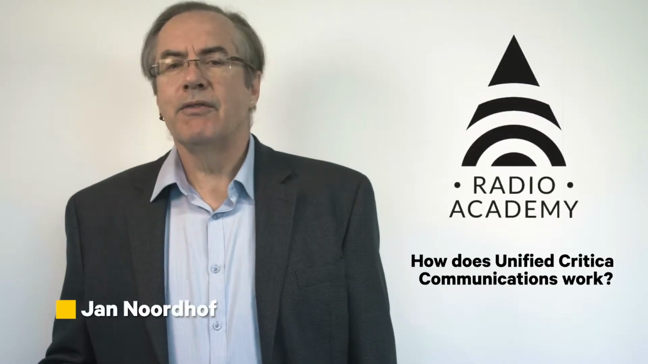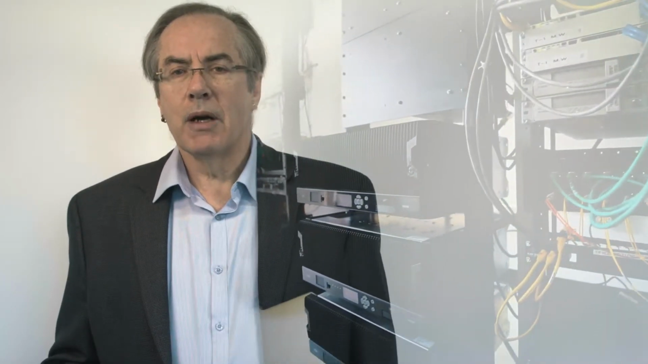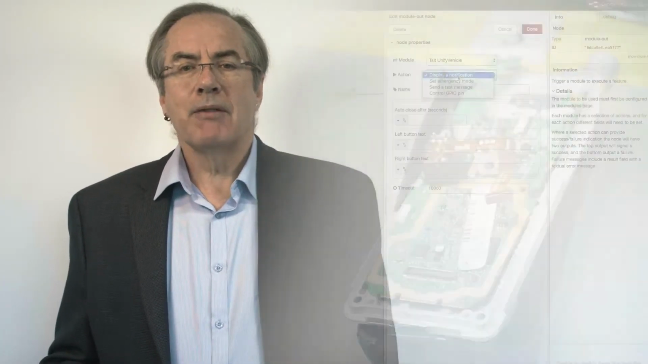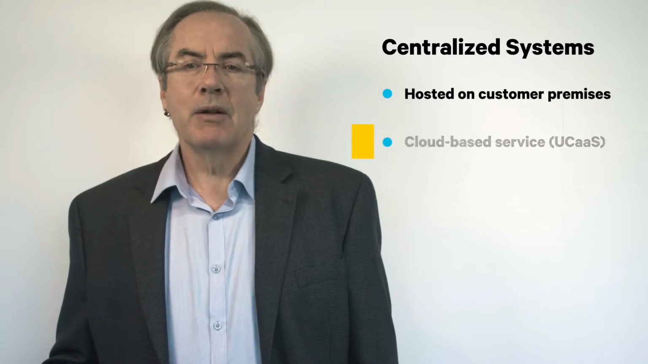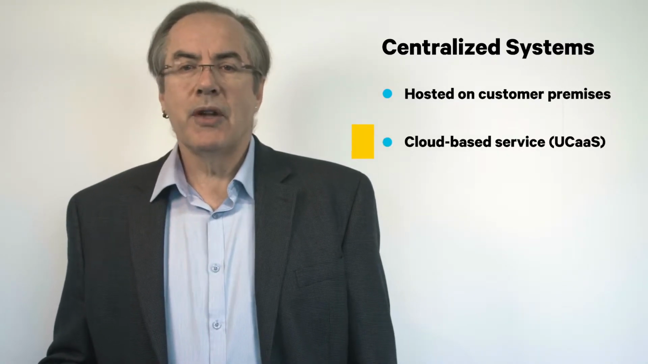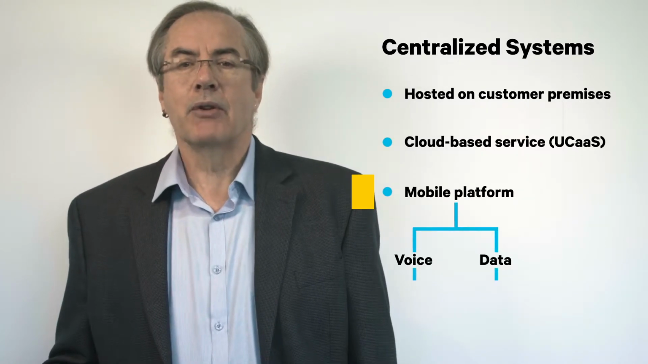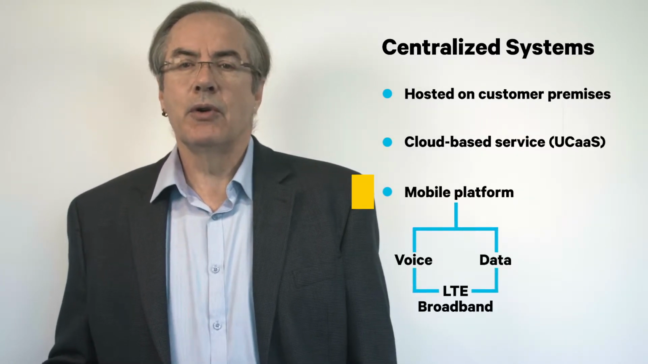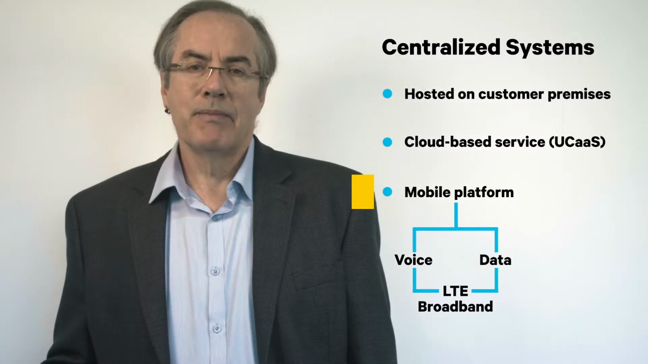So how does unified critical communications work? Through a mixture of hardware and software, a UCC platform can be implemented in various ways, either as a centralized system hosted on customer premises or as a cloud-based service, or decentralized as a mobile platform connecting voice and data networks with internet access to an organization's home network via LTE broadband.